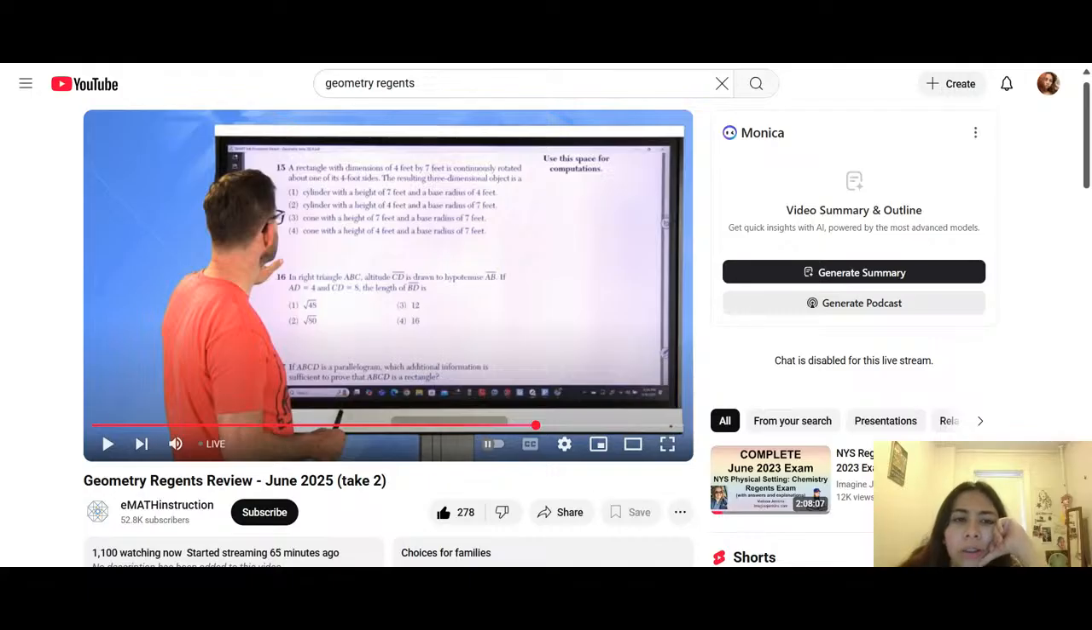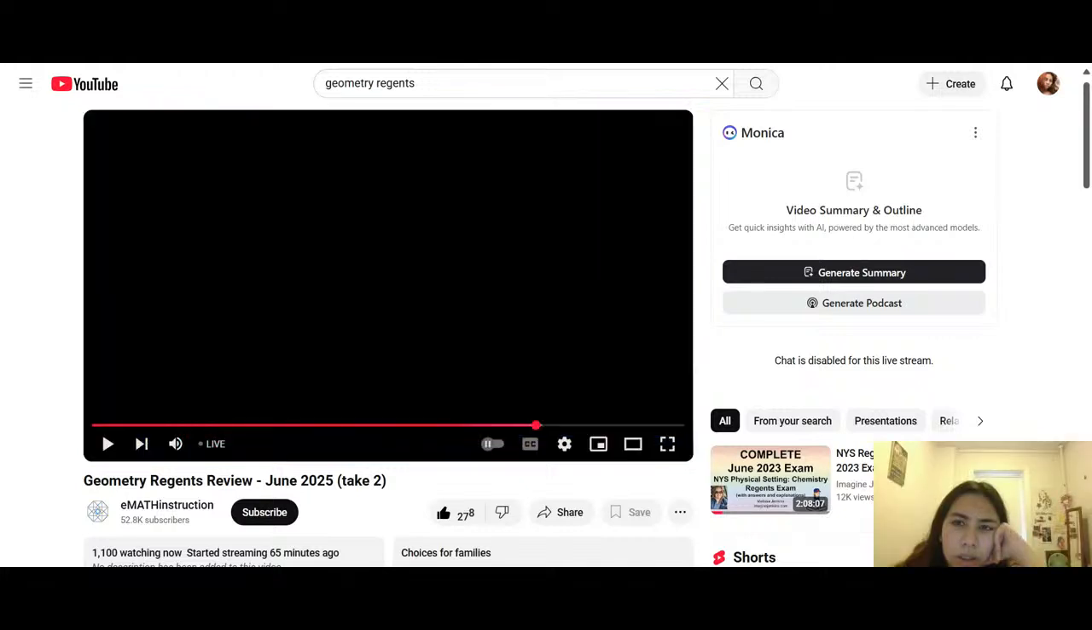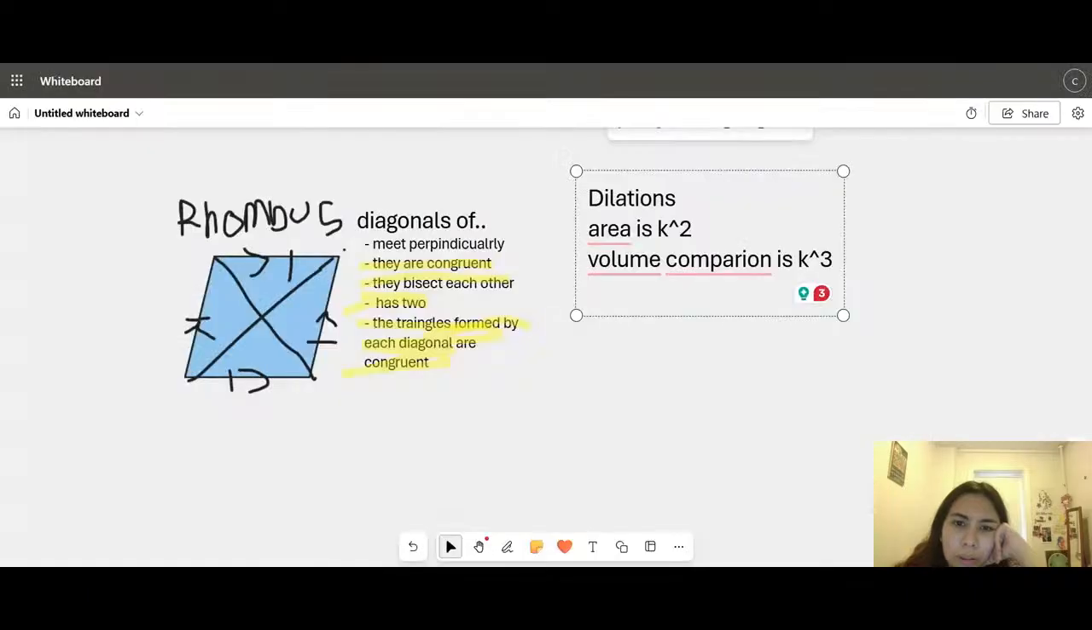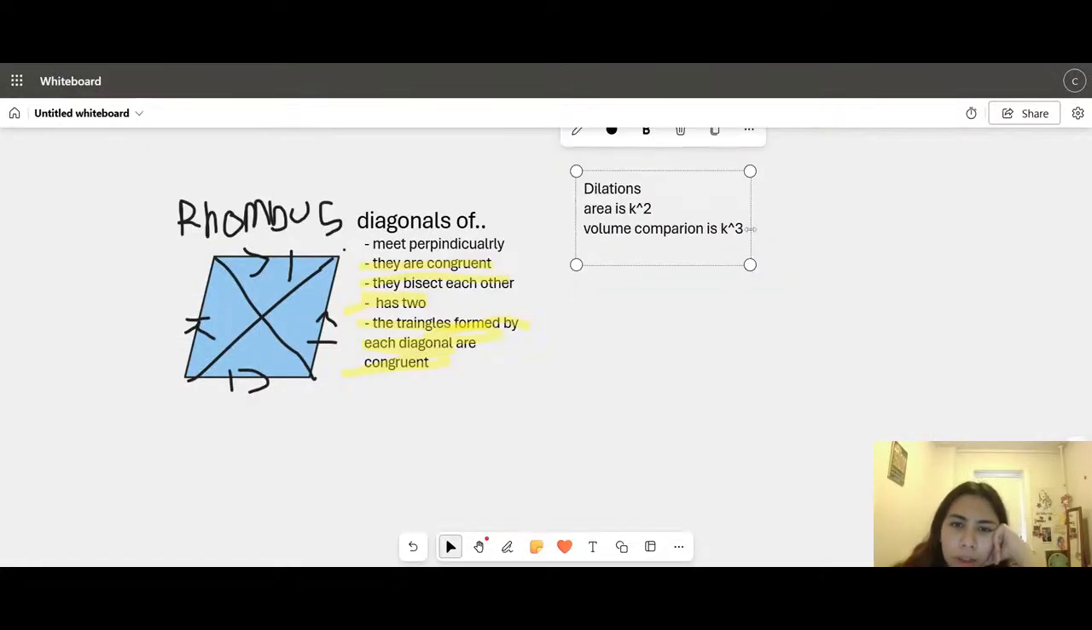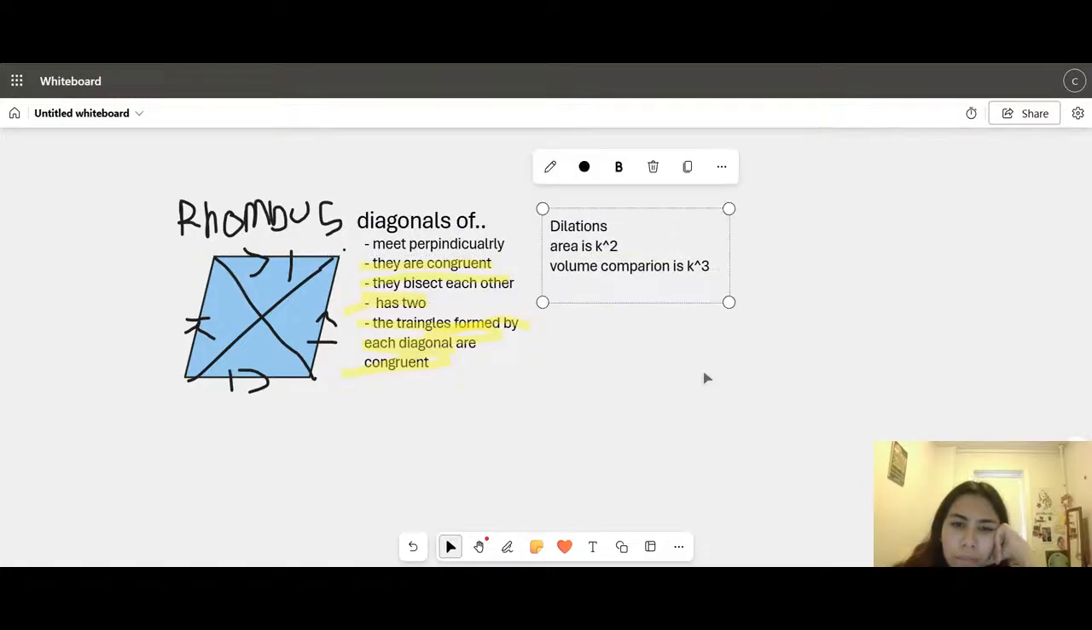A rectangle, let's do this one ourselves, guys. So let's draw it out. A rectangle with dimensions of 4 feet by 7 feet. Anyway, let's keep going, I guess. That was weird. You might not have seen anything.